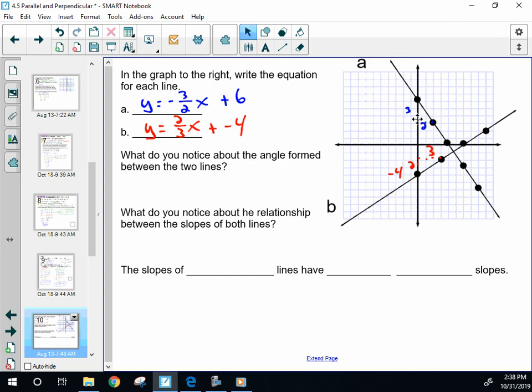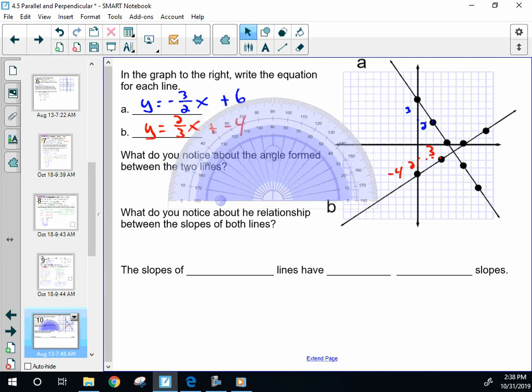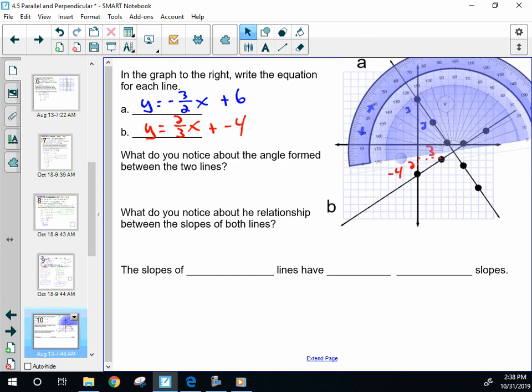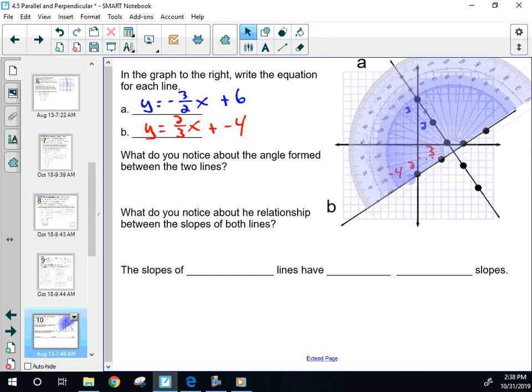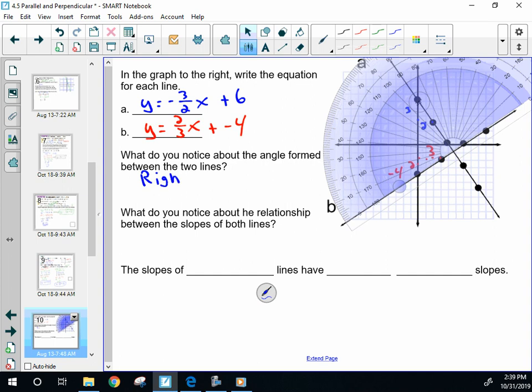If you look at these two lines, what do you notice about the angle formed between them? If I get out my protractor here and line it up, what you will notice is that this angle is what? It's 90 degrees. It is a right angle. And what do I know about two lines that form a right angle? The lines are perpendicular.